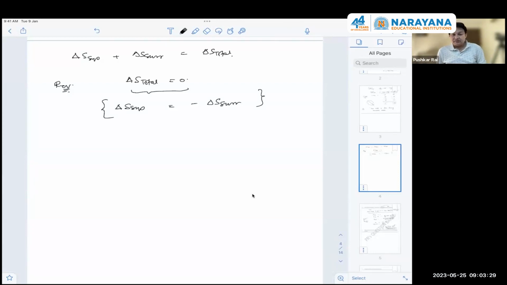Is this process reversible? If the process is reversible, then delta S total should be 0. If the process is irreversible, then delta S total is not equal to 0. Okay, so what do you think? Is this process reversible or irreversible? So we have to see what a reversible process is. This question is challenging the idea of what is a reversible or irreversible process.